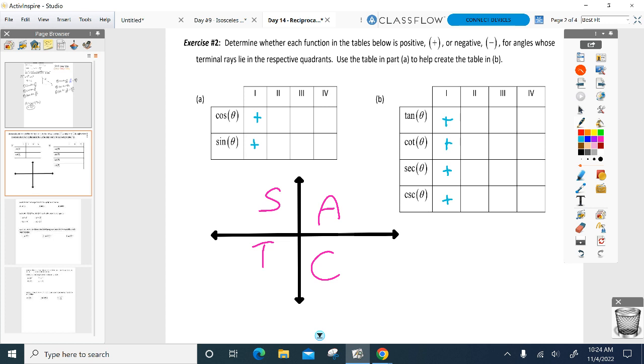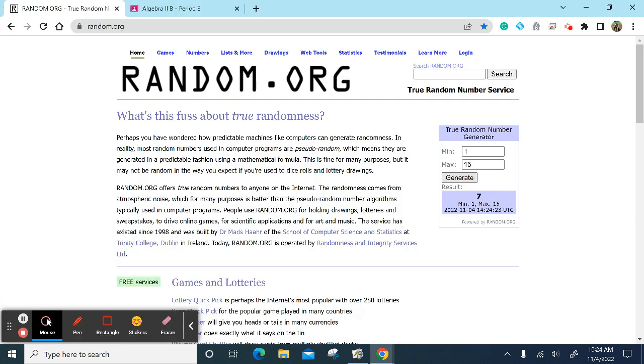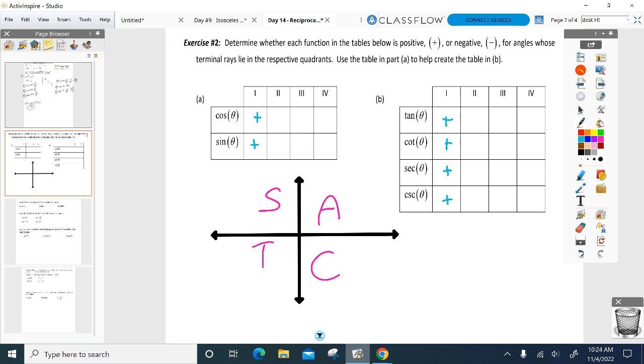Now things are going to change. What's positive in the second quadrant? Sine. What goes with sine? Cosecant. So cosecant is positive. So sine and cosecant are positive, and everything else is negative.